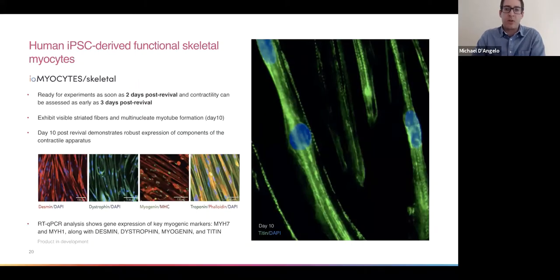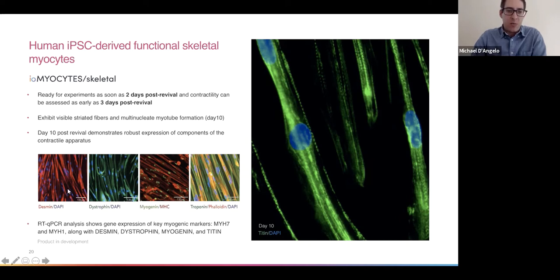And now I'd like to talk to you about another cell model that we've created, which is the skeletal myocytes, so ioMyocytes skeletal. This is in beta testing phase and will be hopefully launched soon. But if you're interested in being one of our beta testers, please get in touch. These are also ready for experiments as soon as 2 days post-revival, and contractility can be assessed as early as 3 days post-revival. They exhibit visible striated fibers and multinucleated myotube formation by day 10 in culture.